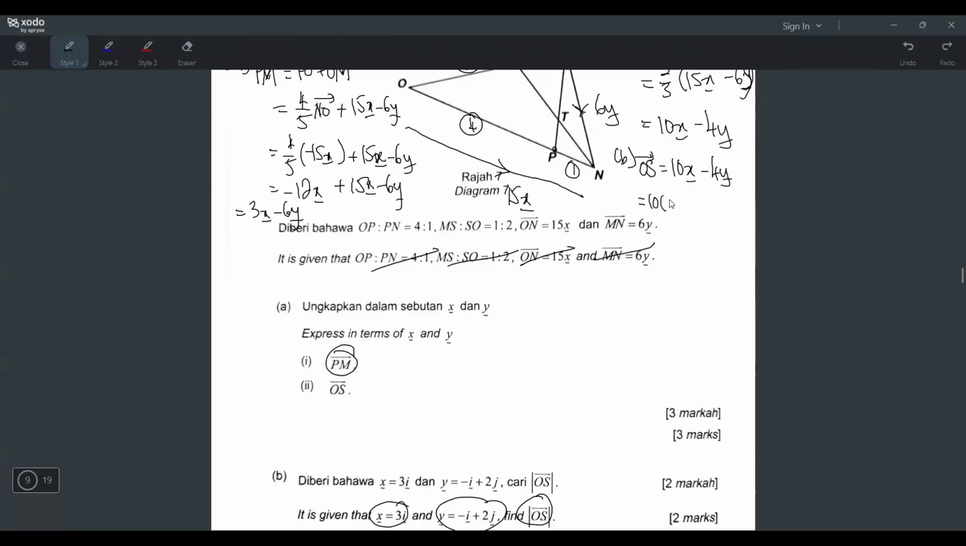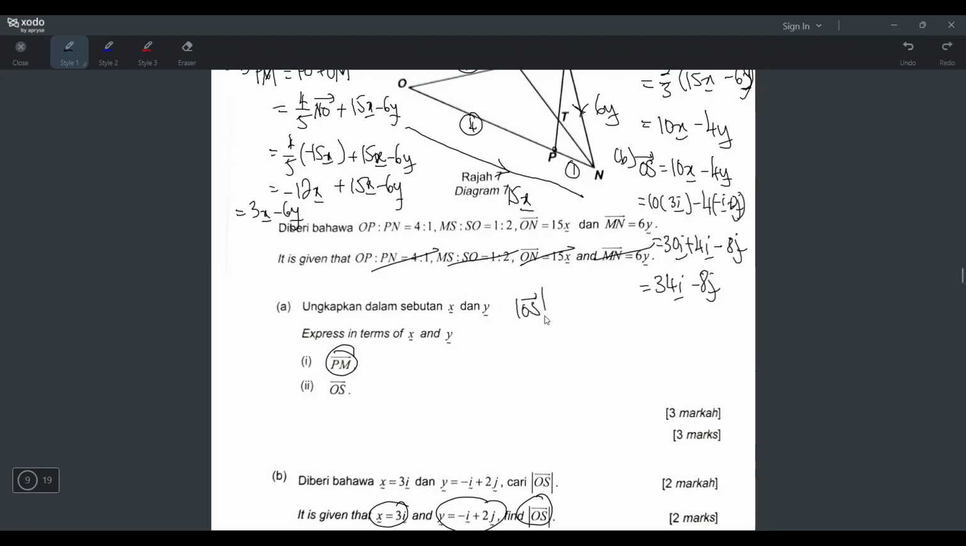10 bracket, x is 3i, right? And then minus 4y, and y is negative i plus 2j. And now you substitute, you get 30i, negative 4 times negative 1, which is positive 4i, and then minus 8j. And then you get 34i minus 8j, right? 34i minus 8j. Okay, now we can find the magnitude.